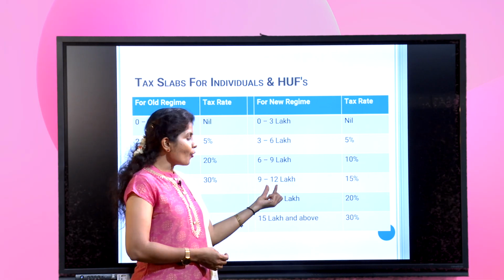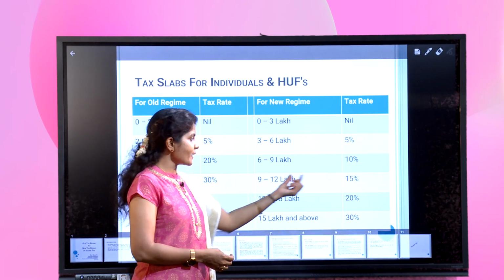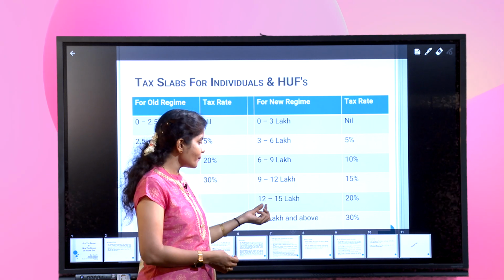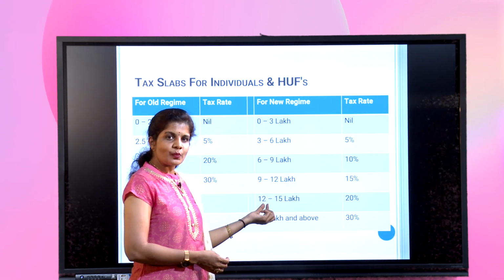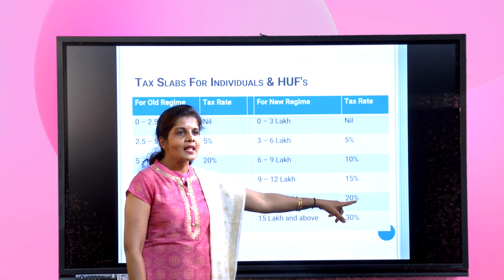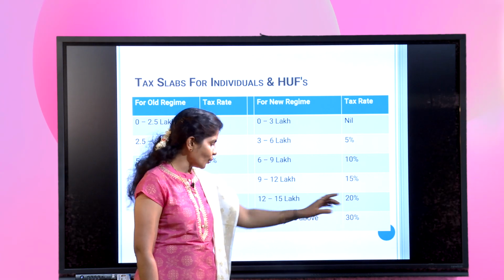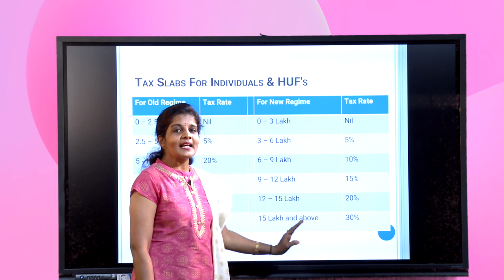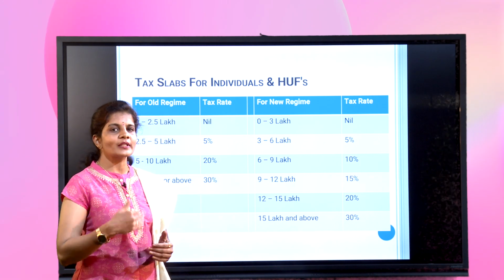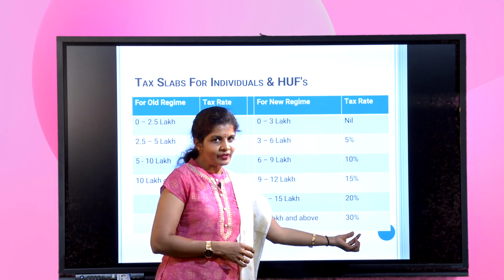Whereas here, for more than 9 lakh rupees and up to 12 lakh, the taxpayers have to pay a 15% tax rate. Then further, from 12 lakh to 15 lakh rupees, the taxpayers pay the tax rate of 20%. Okay, but if the taxpayers have more than 15 lakh rupees, then they have to pay the tax rate of 30%.